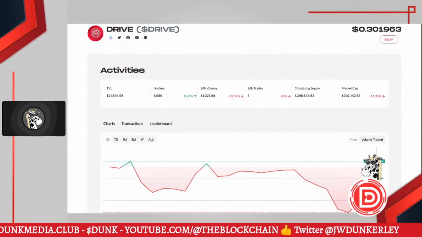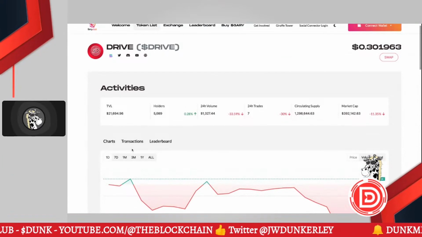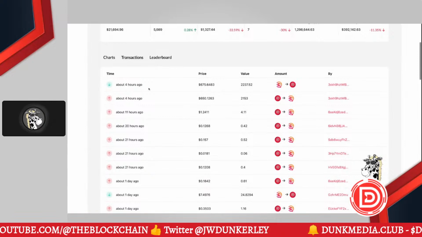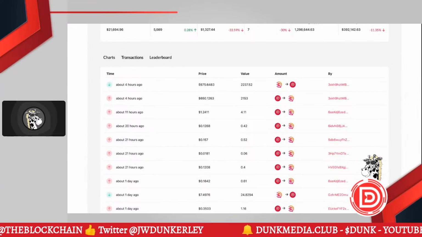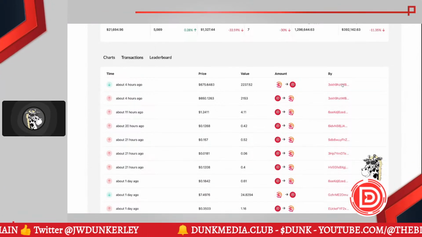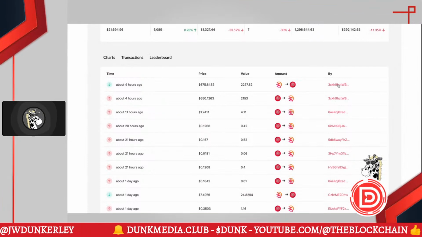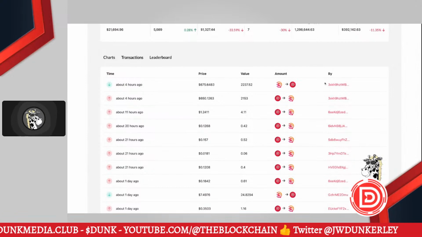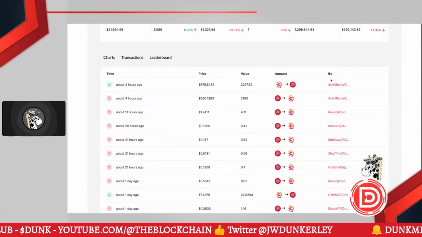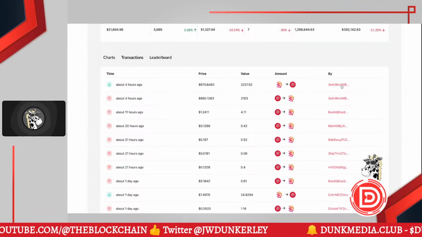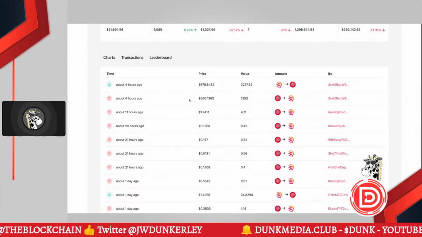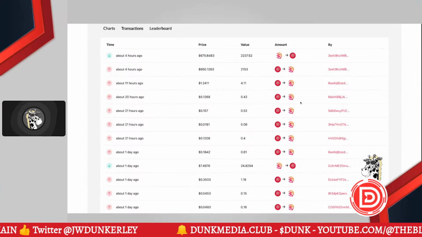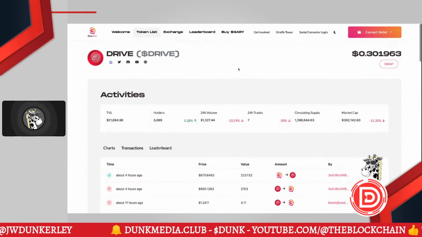So now there's a couple other things. You can just come here and you can see transactions. You can see somebody 4 hours ago bought $675 worth of Drive, and you can view the transaction right here on Solana or Sol Scan, and it will bring up the actual transaction for you to see. That way you could see it is a blockchain transaction, and you could take a look at it right there. See, some other people were selling some Drive, and that brings it down. So it's all shown here.